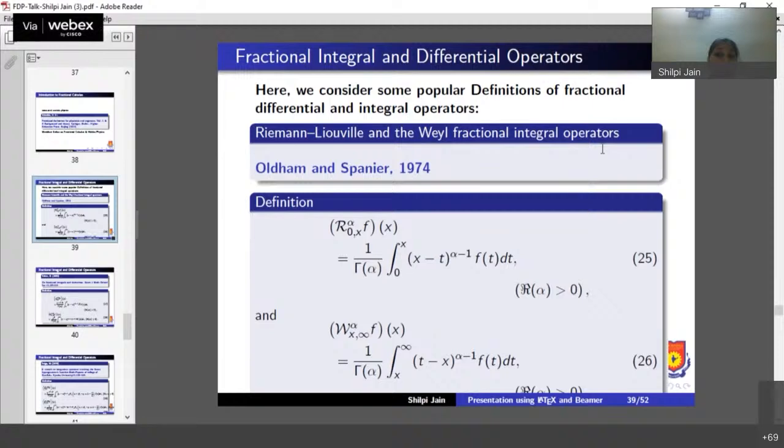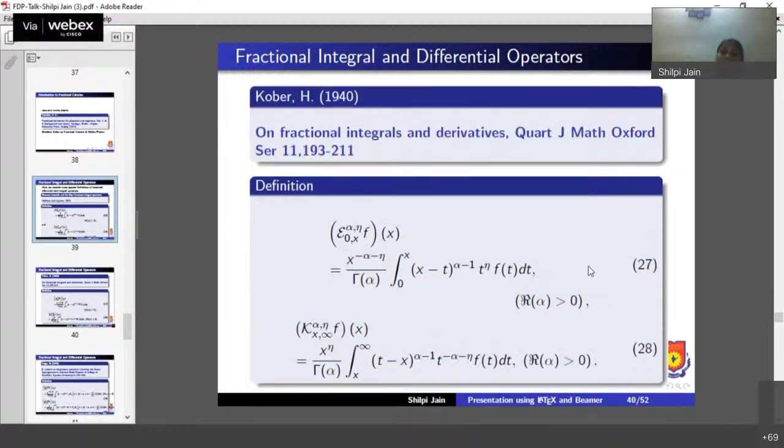Here we consider some popular definitions of fractional differential and integral operators. The Riemann-Liouville fractional integral operator, Oldham and Spanier in 1974, gives a definition given by equation number 25, which is 1 upon gamma alpha, integral from 0 to x of (x minus t) raised to power alpha minus 1, f(t) dt, where real part of alpha is greater than 0. Hardy H. in 1940, on fractional integrals and derivatives, Quarterly Journal of Mathematics, Oxford, gives a definition given by equation numbers 27 and 28.